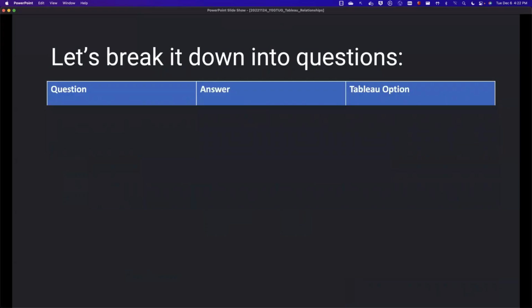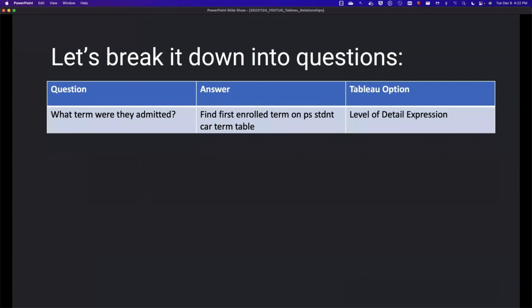So let's break down this problem into some key questions. The first one is, in order to figure out all of our following questions, when were they first admitted to our university? In this case, we're going to use an example database that resembles PeopleSoft. So we can see here in our answer section that we have a table called PS Student Career Train. And this table helps us understand what primary program a student was enrolled in a particular term and number of credits they completed, grade point average, other important metrics like that.